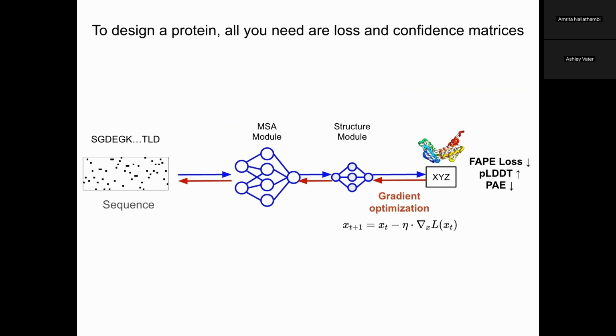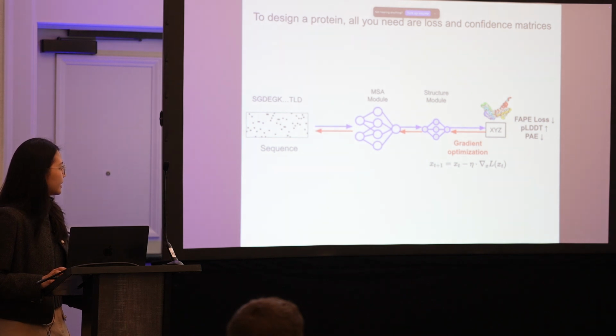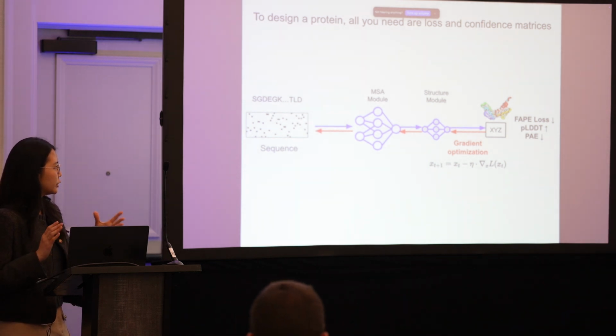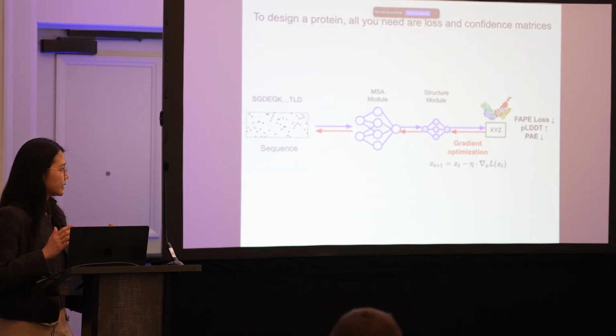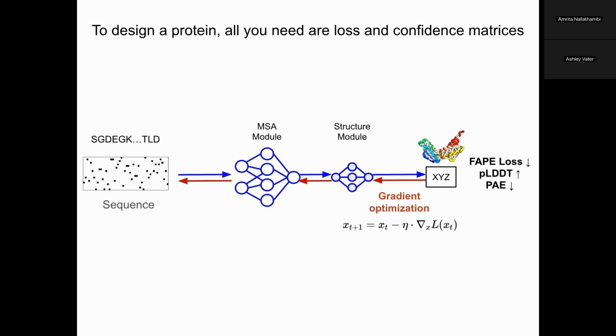So the confidence level will be super low. But if you input the model with a very high confidence sequence, the model will output a structure with very high confidence. So yeah, the models already know which sequence is bad and which sequence is good. Based on the sequence information you input, the model can correctly predict the confidence level. So to design a protein, all you need are just loss and confidence matrices.